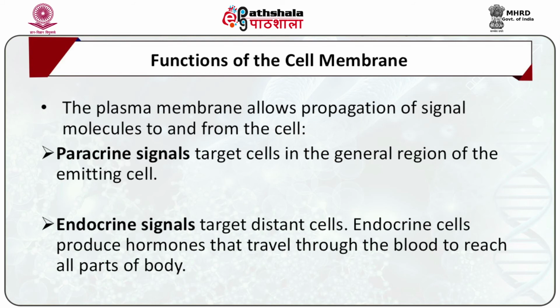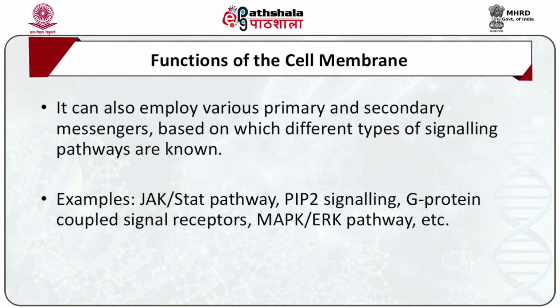Paracrine signals target cells in the general region of the emitting cell. Endocrine signals target distant cells. Endocrine cells produce hormones that travel through the blood to reach all parts of the body. It can also imply various primary and secondary messengers, based on which different types of signaling pathways are known. Example, the JAK/STAT pathway, the PIP2 signaling, the G protein coupled signal receptors, the MAPK/ERK pathway, etc.